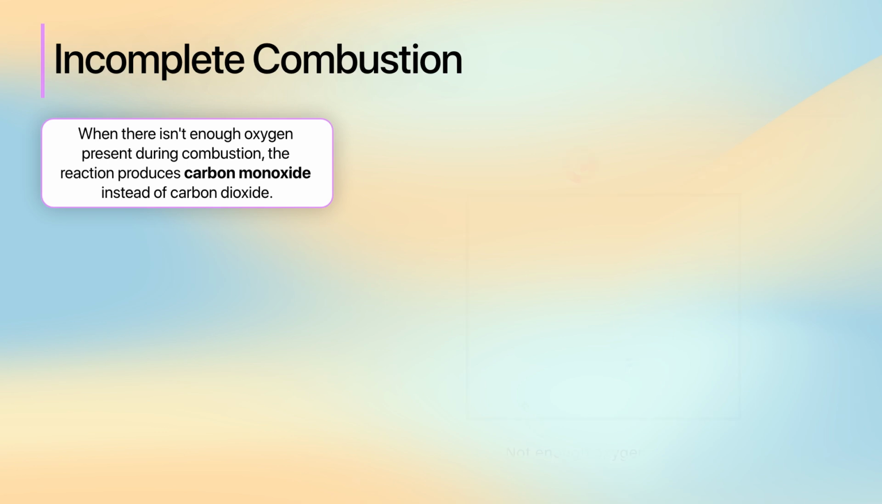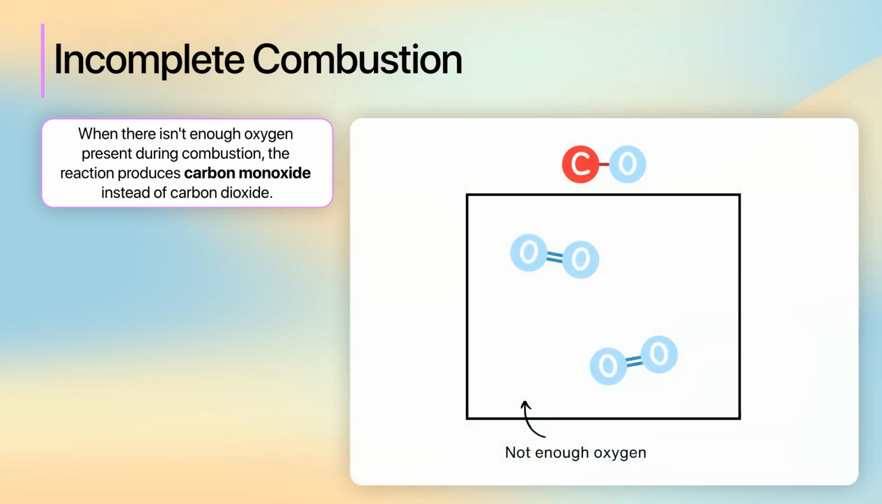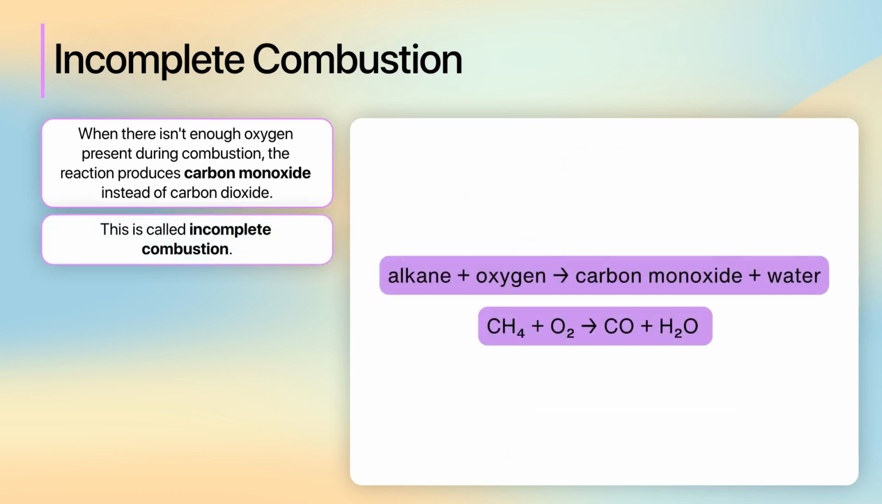When there isn't enough oxygen present during combustion, the reaction produces carbon monoxide instead of carbon dioxide. This is called incomplete combustion. The word equation for this is alkane plus oxygen produces carbon monoxide plus water. For example, when methane burns with insufficient oxygen, the reaction goes as follows. Methane plus oxygen produces carbon monoxide and water.